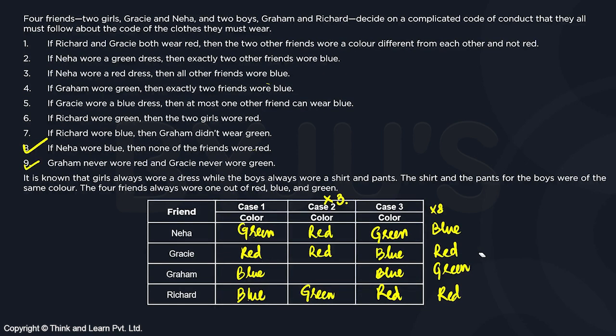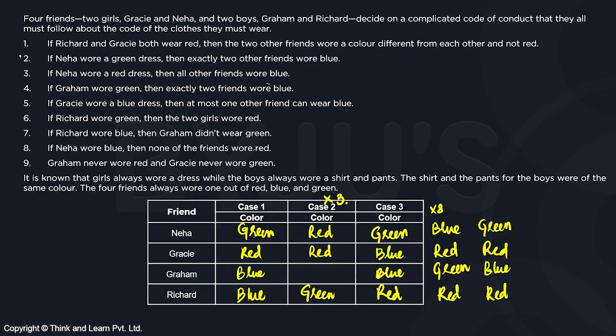Okay. The other possibility is if we interchange blue and green for Neha and Graham, as in Gracie and Richard, they both wear red. And suppose Graham wears blue and Neha wears green.